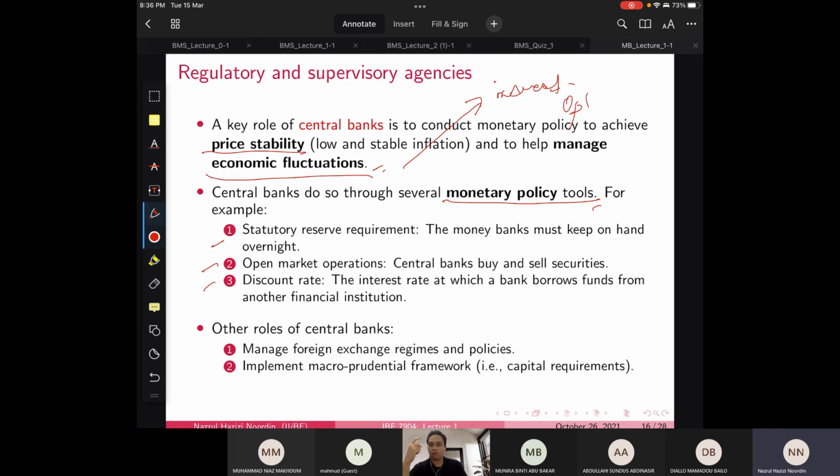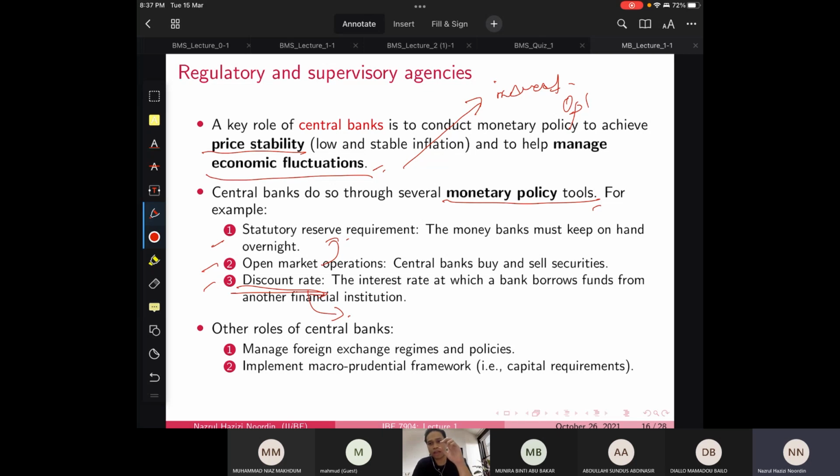You will read more about this later on, because if I want to explain, then we have to start from the beginning. Try to find an article about this. Open market operations is something related to the statutory reserve requirement. This is the interest rate, the discount rate I mentioned to you. The central bank can dictate how much it costs for one bank to borrow from another bank in case they have insufficient funds.